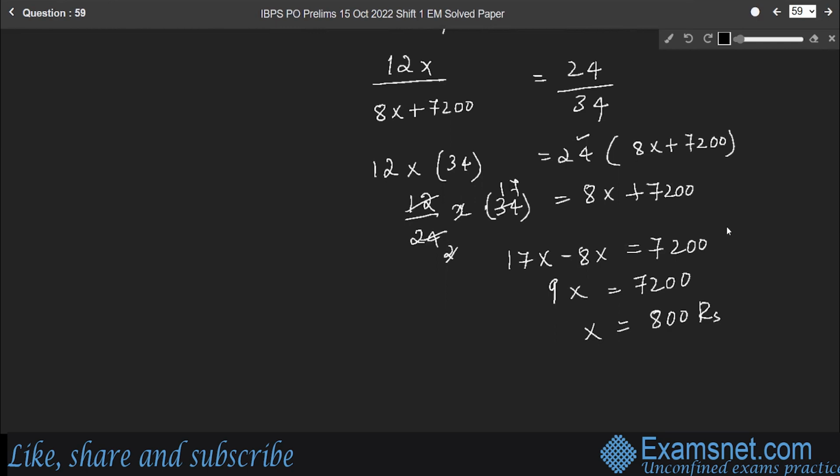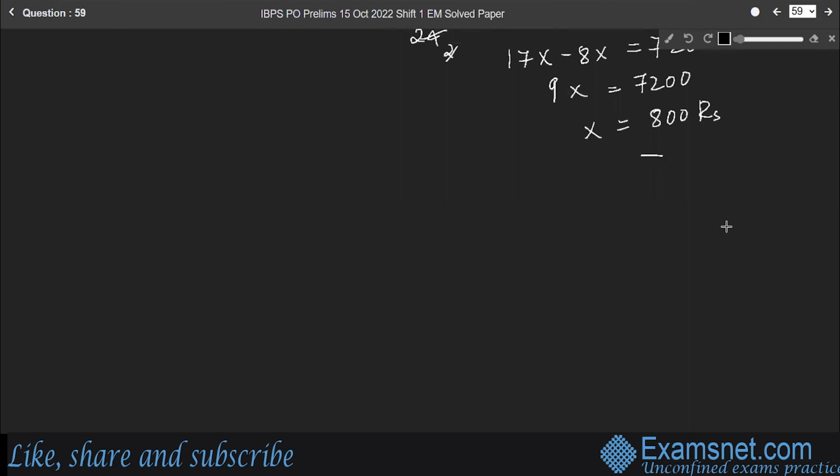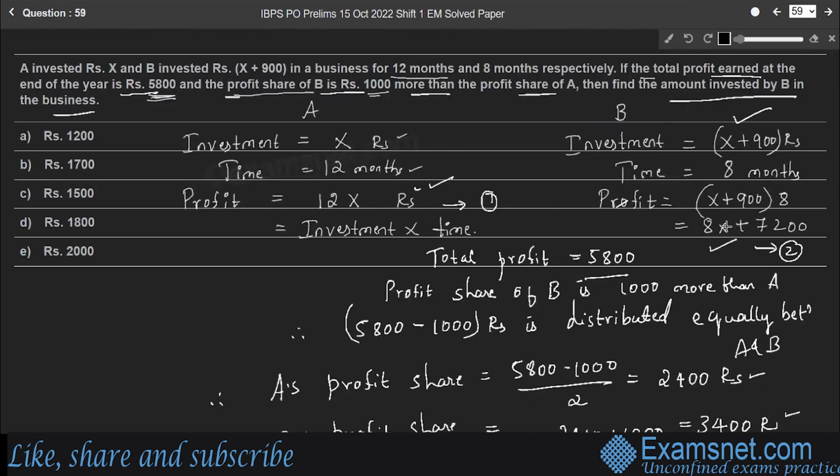So what is asked here in the question? Find the amount invested by B in the business. Here B invested X plus 900 rupees, where X is A's investment. Therefore, B's investment is X plus 900, that is 800 plus 900, 1,700 rupees. B has invested 1,700 rupees. Therefore, option B is the right answer.